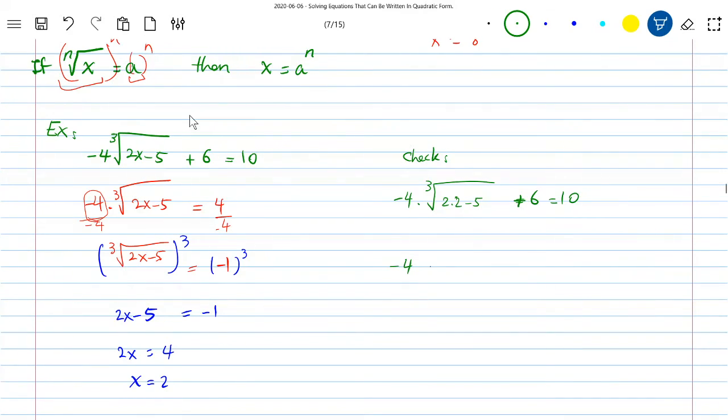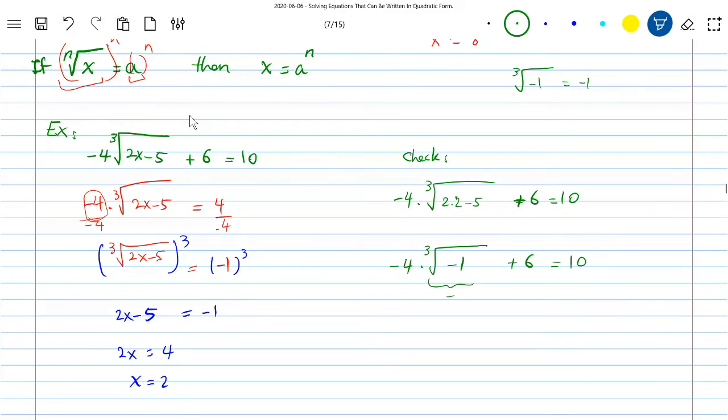So I have -4 times the cube root of -1 plus 6 equals 10. It's important that the square root of -1 is the imaginary number i, but the cube root of -1 means what number multiplied by itself 3 times gives you -1? -1. Multiply it by itself 3 times, it gives you -1. So therefore, the cube root of -1 is simply -1.